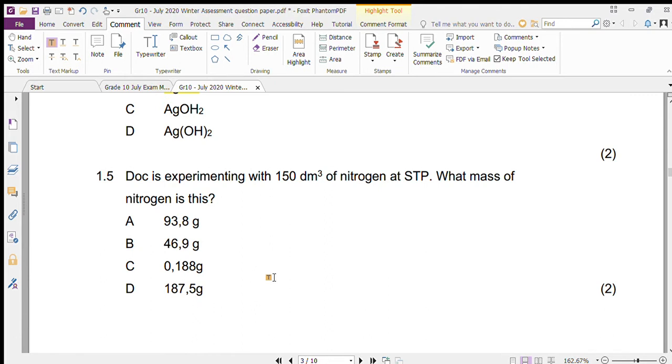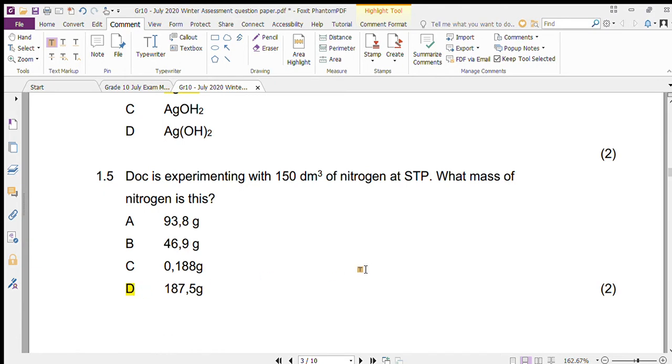Question 1.5. Again, more stoichiometry. Doc is experimenting with 150 decimeters cubed of nitrogen at STP. What is the mass of the nitrogen in this? So you work backwards to figure out what the mass is based on the volume. And guys, you should have chosen D.